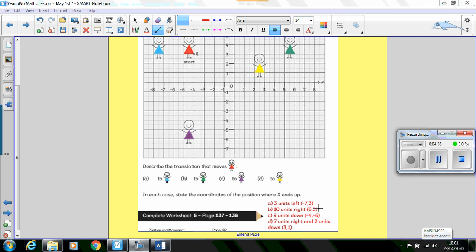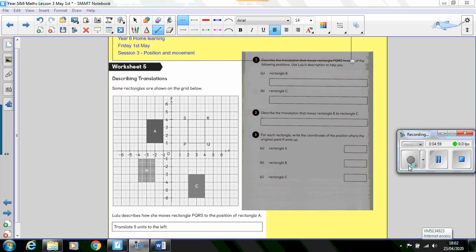And here are the answers. You can see the different coordinates of where that x would be. So for example, when it goes to the green one here, you can see just in there that it would be the 6, 3. It's gone 10 units to the right from the last figure, and it's 6 across and then 3 up.